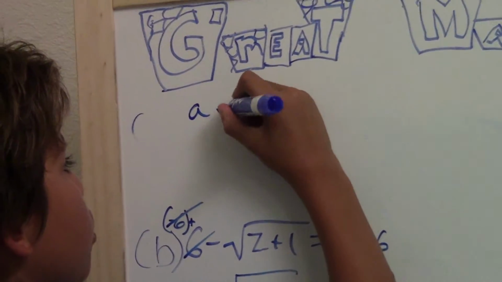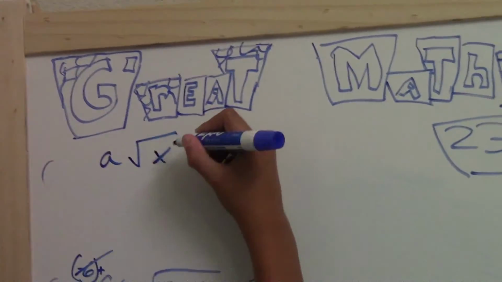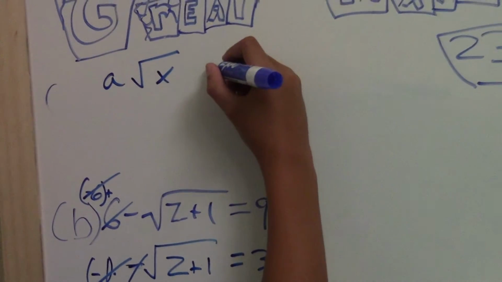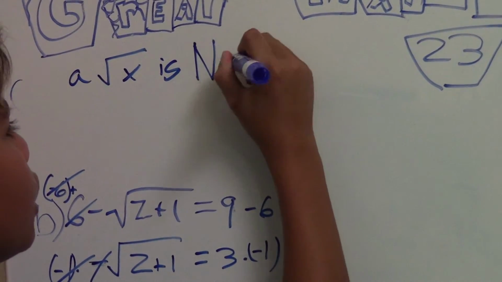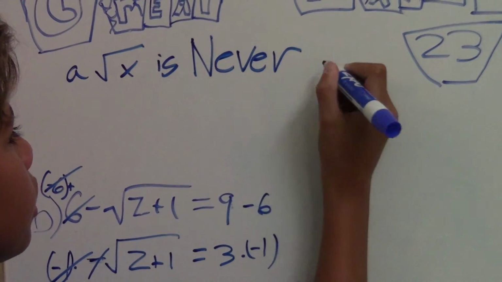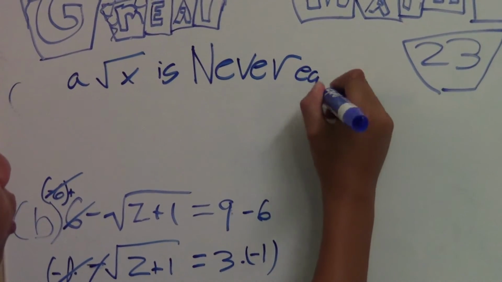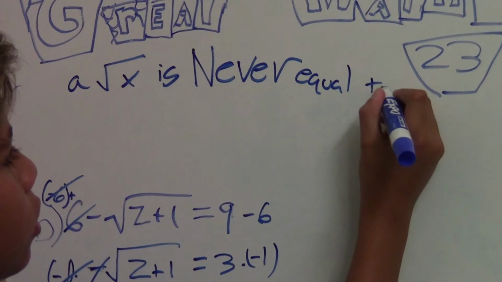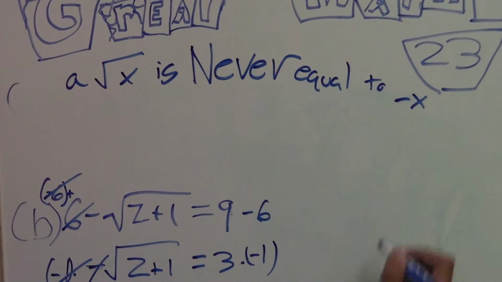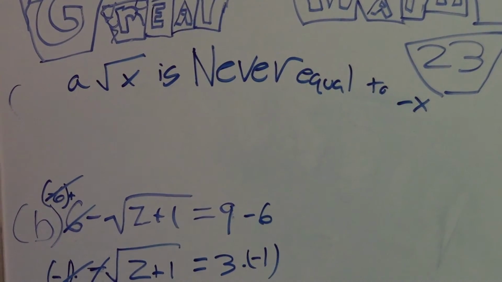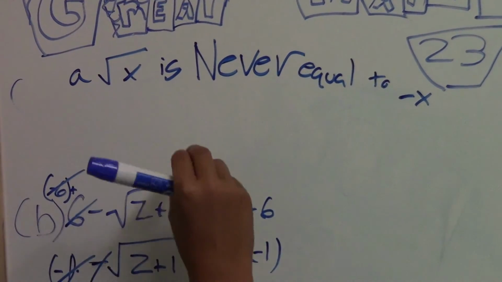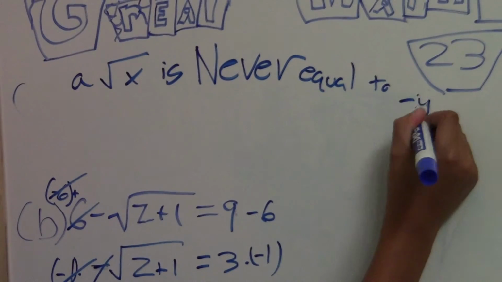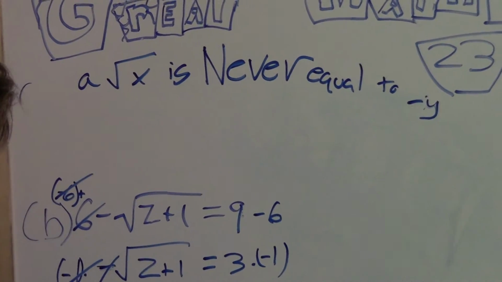A square root is never equal to a negative number. Okay? A square root will never equal a negative number. Okay? We got that?